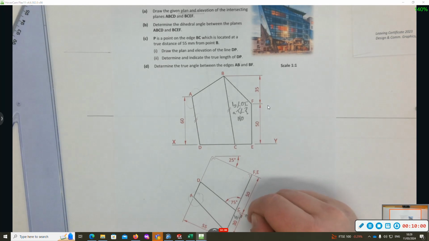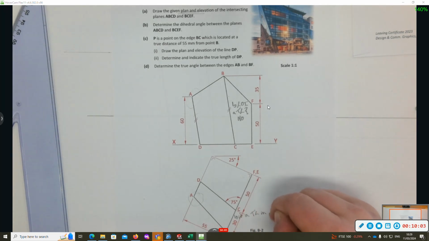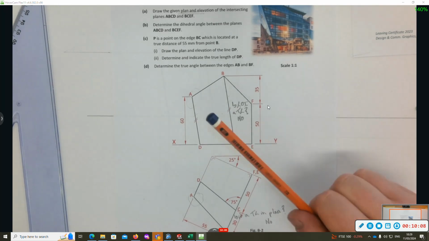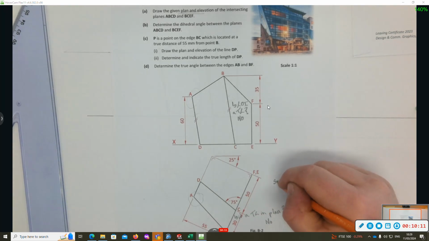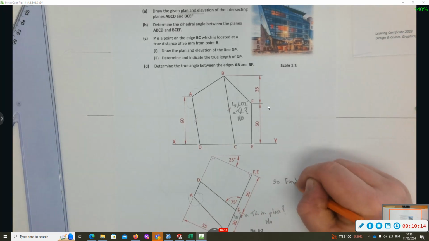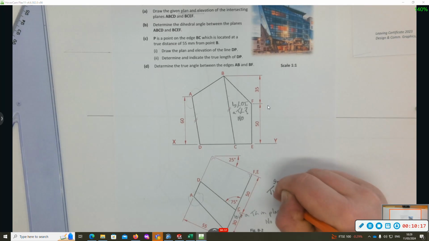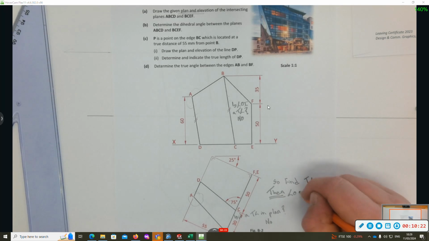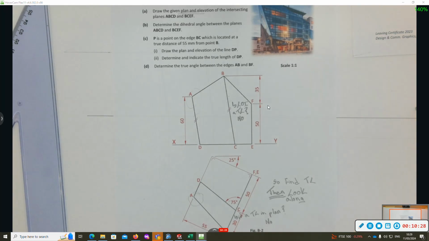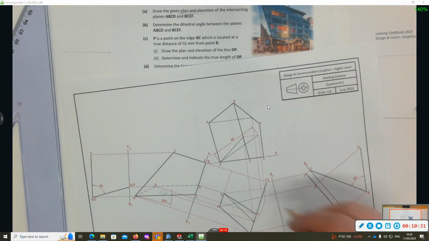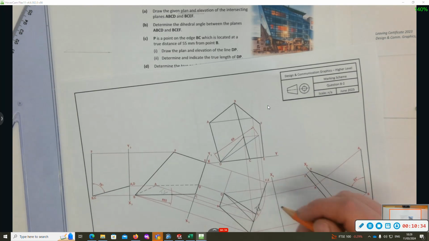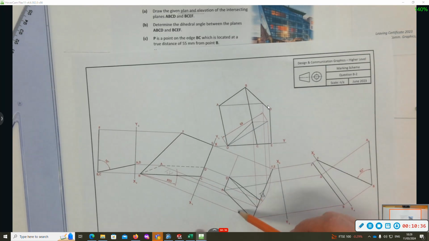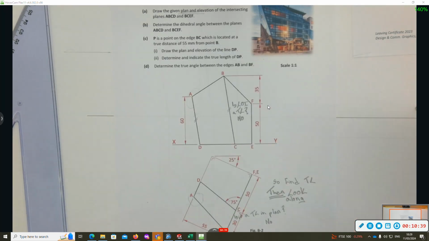Is it a true length in plan? No, it's not, because it's not parallel to the XY line in elevation. So find TL. Then, key word being then, look along TL, because so many students just immediately look along the line of intersection. A lot of my students in this year's mock exam did that. So find the true length first.